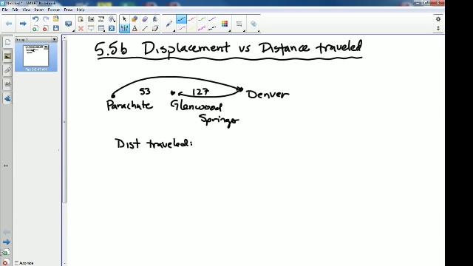Just 53 plus 127 plus 127, right? That's the distance you've actually driven. It's 307, is that what somebody said? And these are in miles because we're Americans apparently.